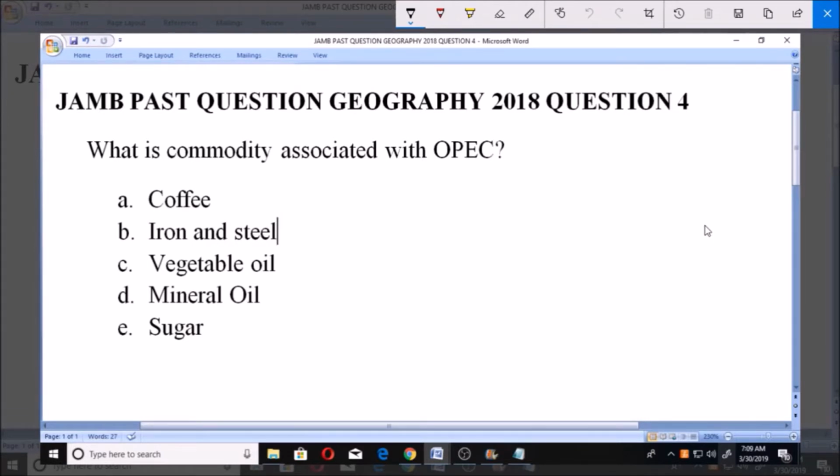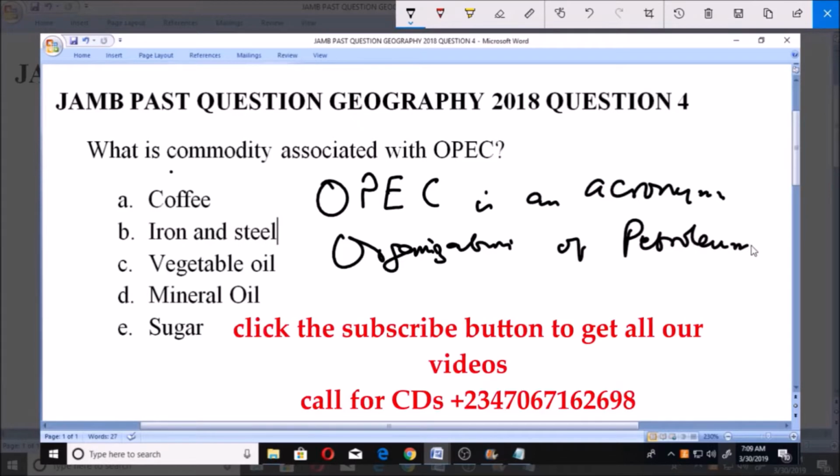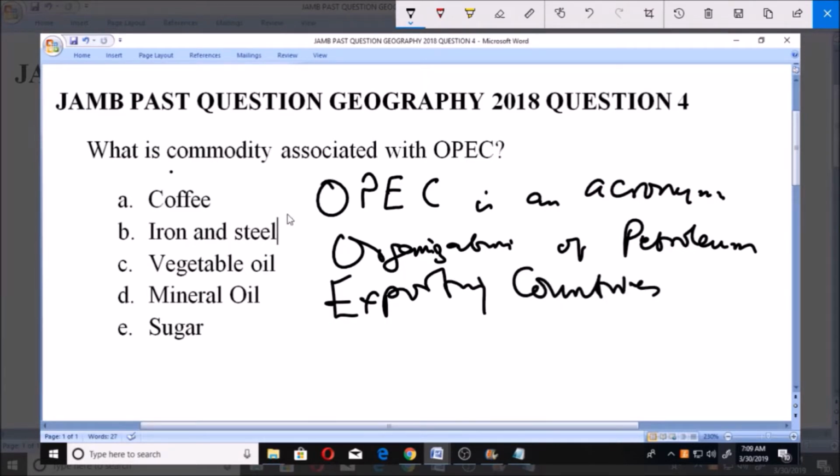Now, for us to understand this and put it into perspective, we need to know what OPEC stands for. OPEC, as we all know, is an acronym which stands for Organization of Petroleum Exporting Countries. So that is what OPEC stands for, Organization of Petroleum Exporting Countries.